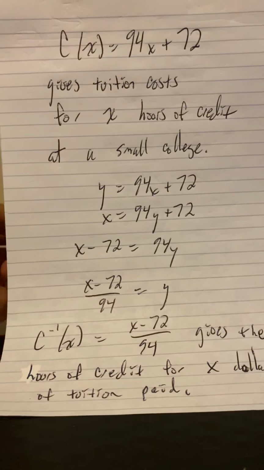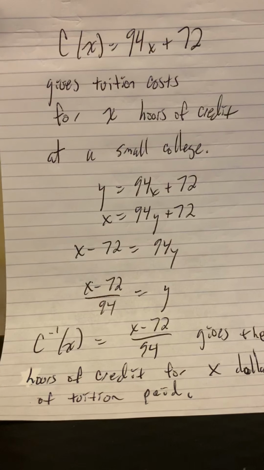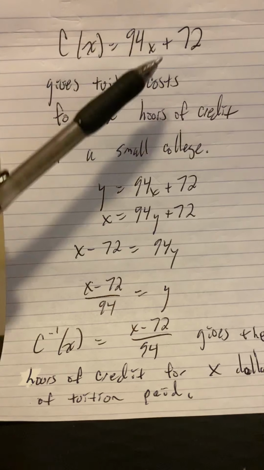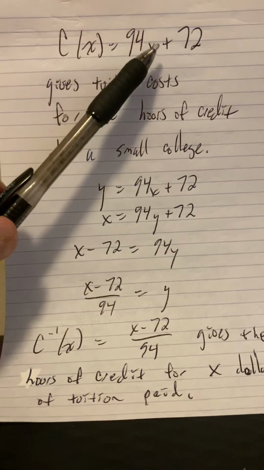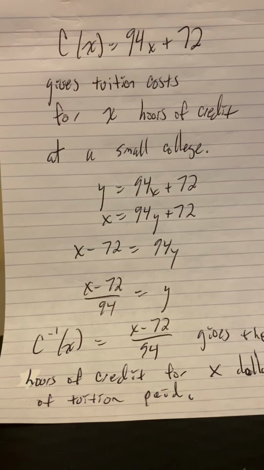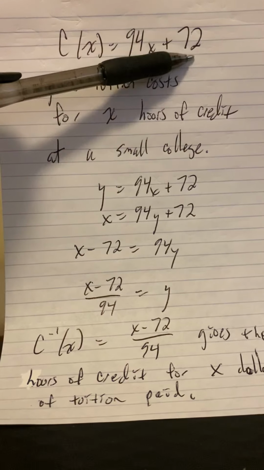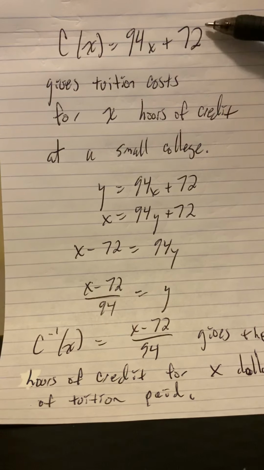Now, in context, what is an inverse function? Because we frequently use functions to model things. Like, for instance, here's a little cost function. If you know the number of hours that you're going to take at this small college, then you just multiply those number of hours by 94 and then add in 72 and you'll know your tuition. So this is an awfully inexpensive college. Maybe you should go there because it's only $94 per credit hour. And then the fees only add up to $72. Wow, this must have been back in the 70s.